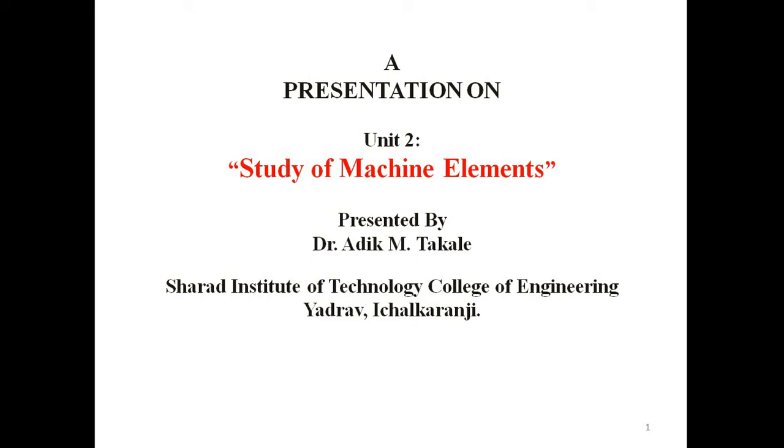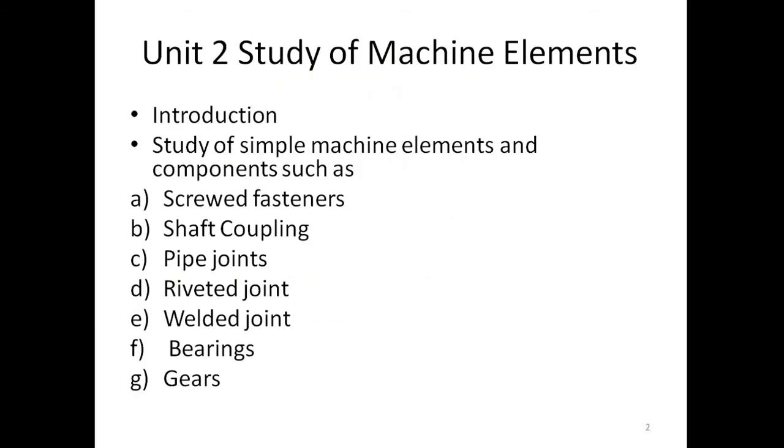That is unit number 2, study of machine elements. The syllabus for the study of machine elements under machine drawing and CAD is introduction, study of simple machine elements and components, which are already studied: screw fasteners, shaft coupling, pipe joint, riveted joints. In this lecture, we are going to study the remaining part of riveted joint and welded joint, then bearings and gears.